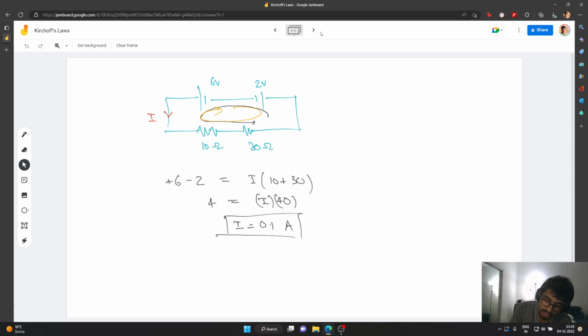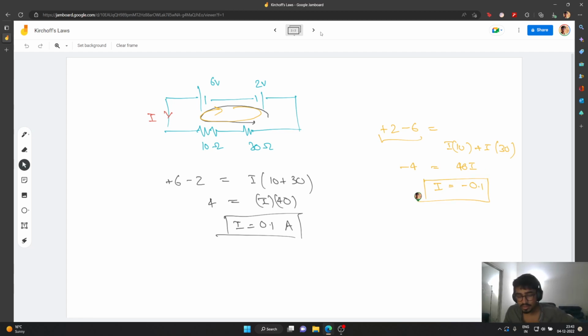So we said that here, so let's try to write the Kirchhoff's law for this. In this way, the 2 is a helper and 6 eater. So this is the net EMF, and this is eaten by I times 10 and I times 30, right? So the total is 40 times I. It will be equal to minus 4, so I will be equal to minus 0.1 ampere.